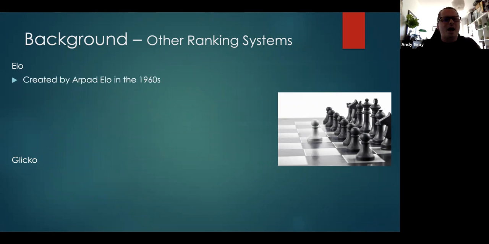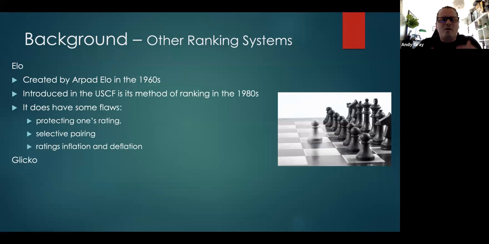So we've got Elo and the Glicko system. The Elo system was created by Arpad Elo in the 1960s, and it was first introduced by the United States Chess Federation as its main method of ranking in the 1980s. However, it does have some flaws, for example, players protecting their rating, selective pairing, and ratings inflation and deflation.